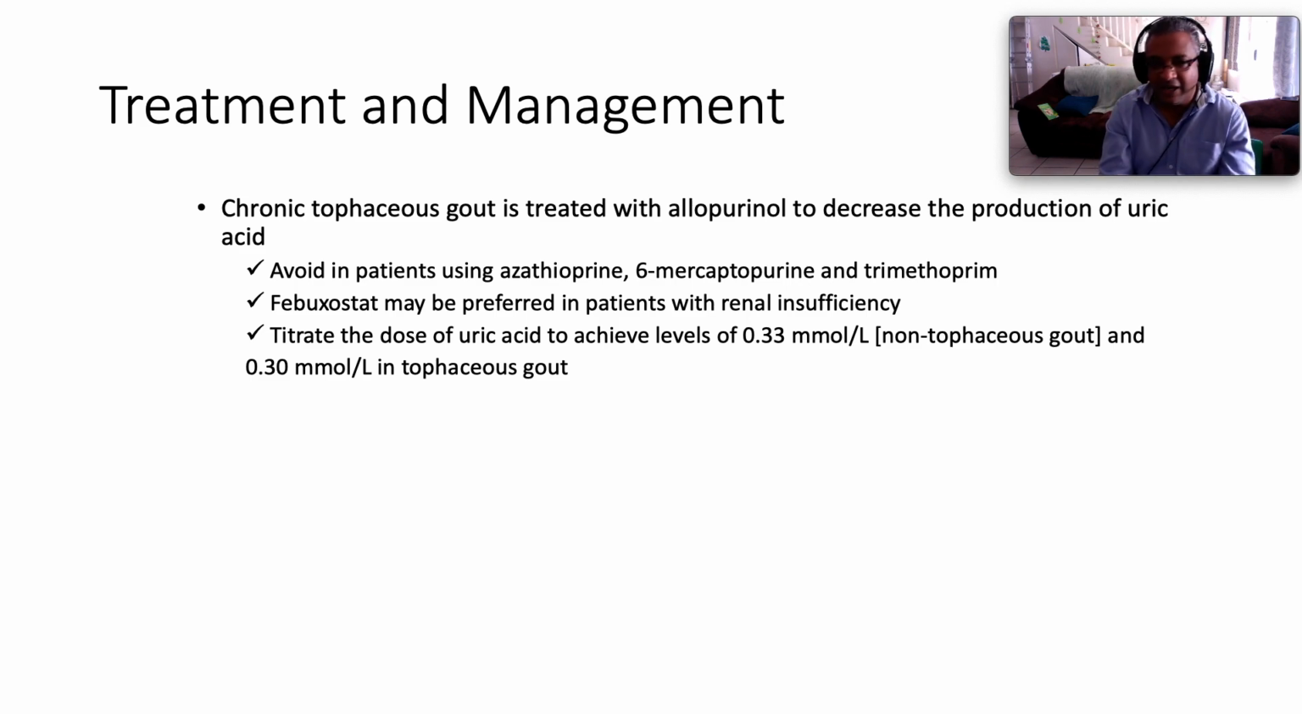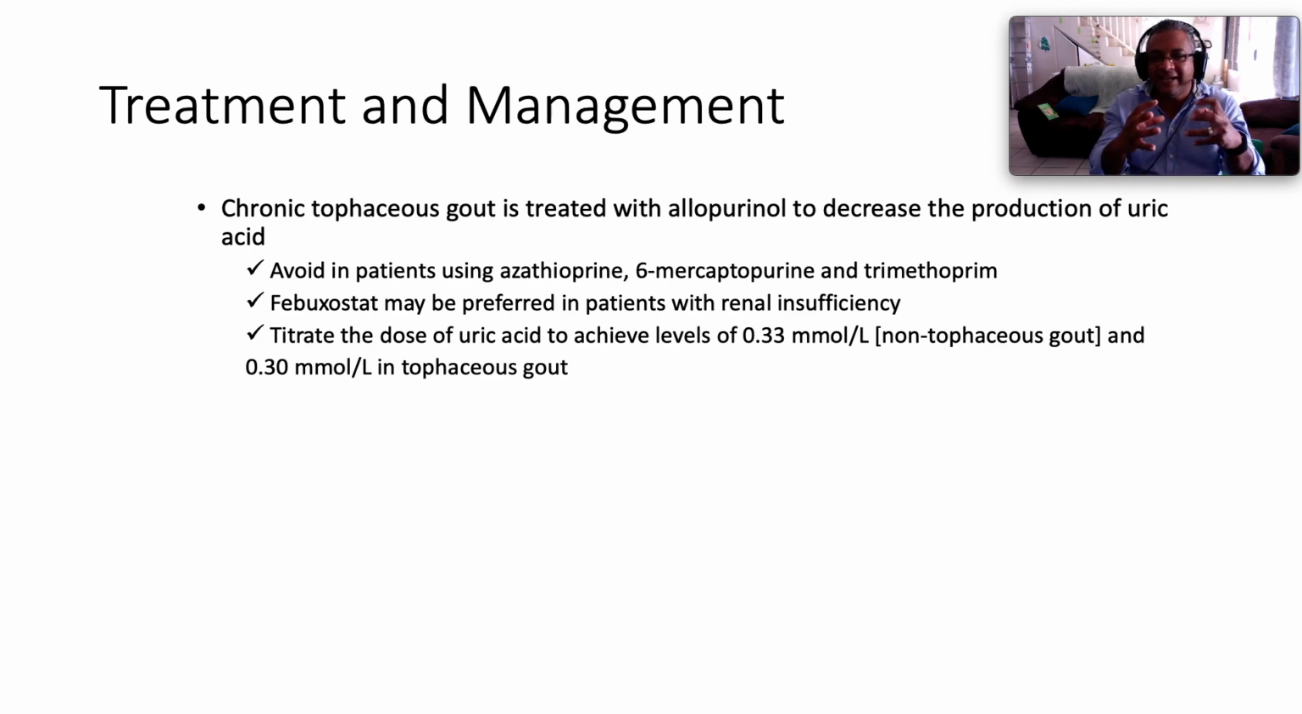Chronic tophaceous gout is treated with allopurinol to decrease the production of uric acid. You want to avoid it in patients using azathioprine, 6-mercaptopurine, and trimethoprim. And we know trimethoprim sulfamethoxazole is Bactrim, right? Febuxostat may be preferred in patients with renal insufficiency. You want to titrate the dose of uric acid-lowering therapy to achieve levels of 0.33 millimole per liter in non-tophaceous gout and attempt a target of 0.3 millimole per liter in tophaceous gout.